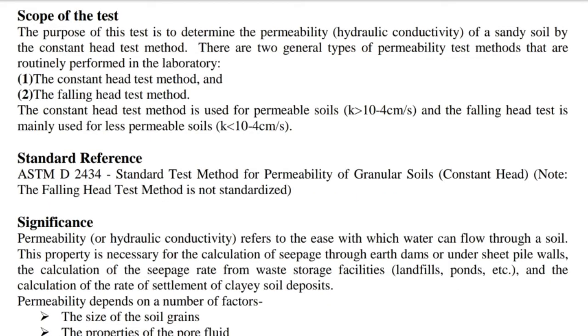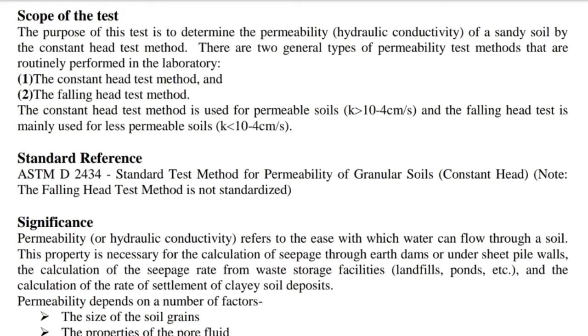Scope of the test. The purpose of this test is to determine the permeability, or hydraulic conductivity, of a sandy soil by the constant head test method. There are two general types of permeability test methods that are routinely performed in the laboratory: 1. The constant head test method, and 2. The falling head test method.